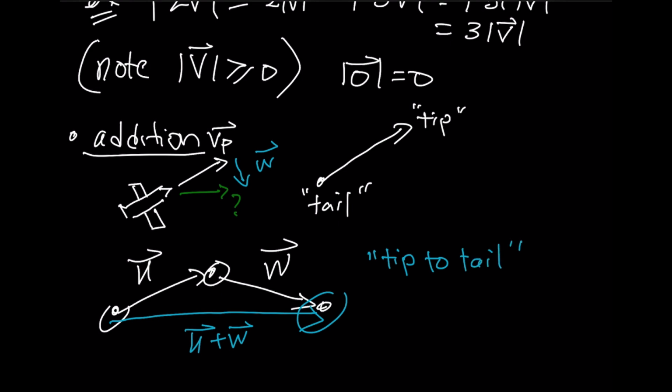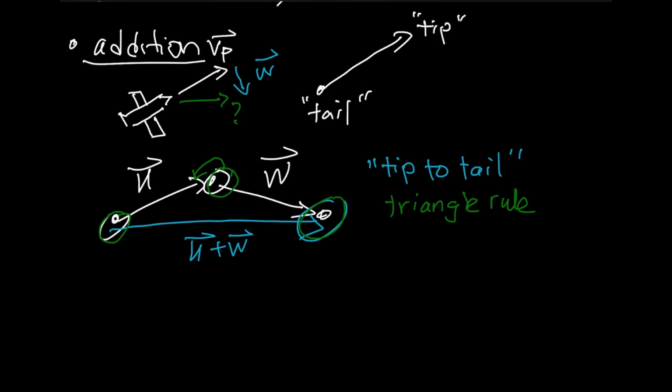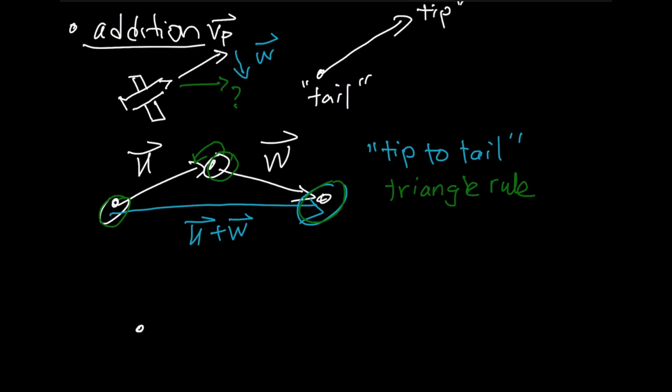And what that means is we will put the tail of the second vector right beside the tip of the first vector, and then we will connect the dots from the initial point all the way to the terminal point of that second one. Sometimes this is called the triangle rule, because you can see that it makes a triangle.